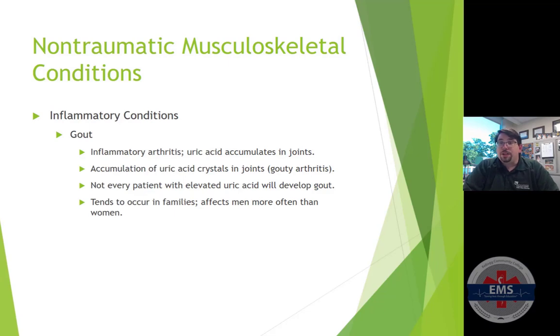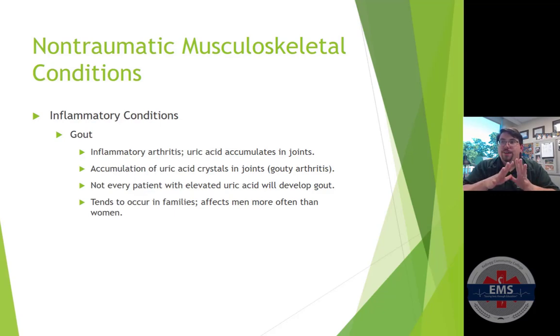But gout is bad. Gout is basically where we're getting uric acid crystals building up inside the joints. And every time you move your finger, those crystals are carving away all the tissue and structures of your joint. So again, it's another inflammatory arthritis, but it has to do with uric acid accumulating in the joints. The uric acid crystals in the joints are what give us what they refer to as gouty arthritis. It's like arthritis, but it's clearly gout.